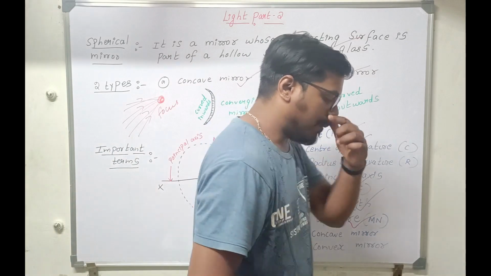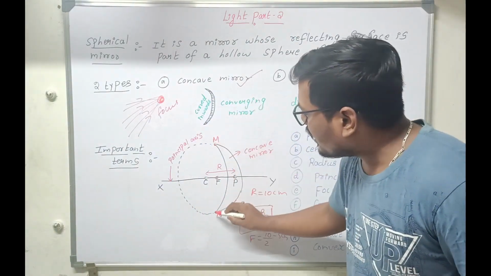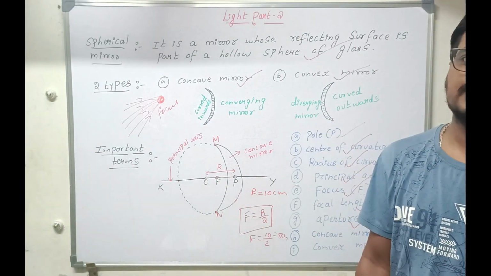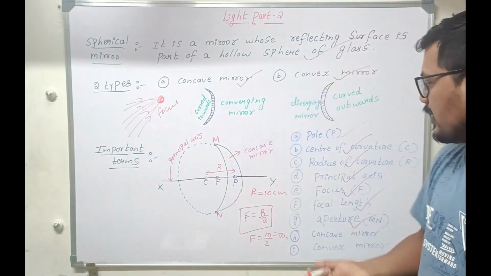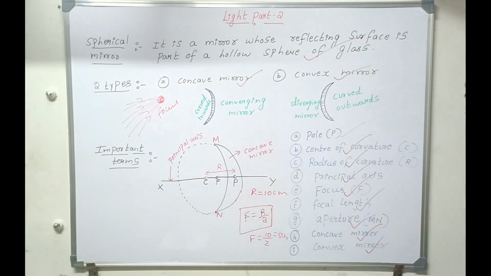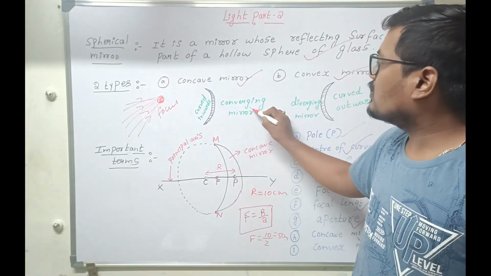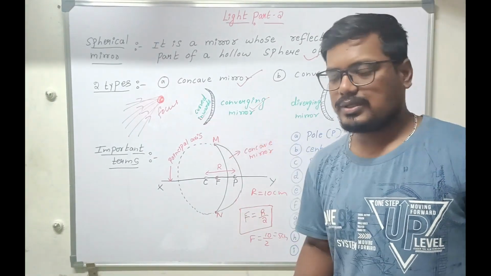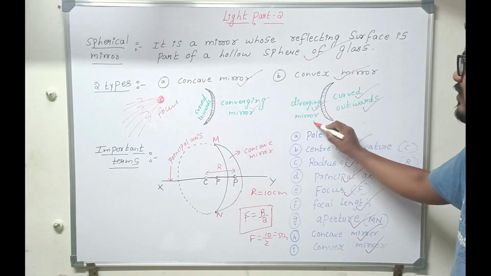Next we are going to learn about aperture. What is the meaning of aperture? Aperture is the diameter of the reflecting surface, denoted by M and N. Next is the concave mirror and convex mirror. I already said concave mirror means it is a converging mirror, curved inwards. And convex mirror means it is curved outwards, a diverging mirror.